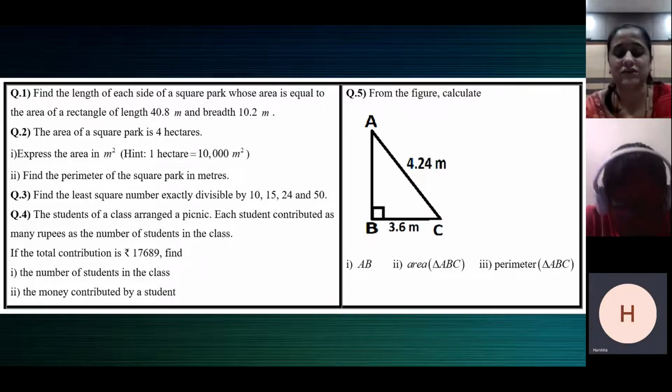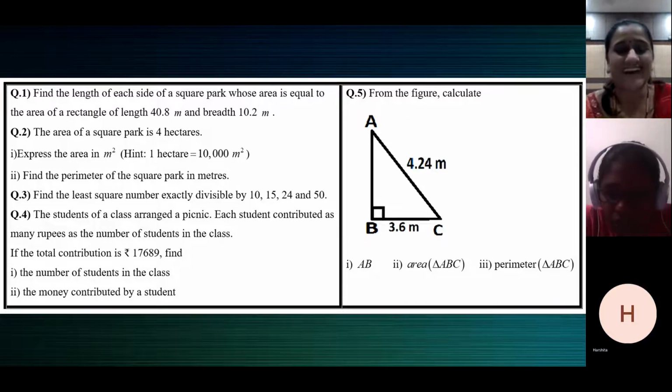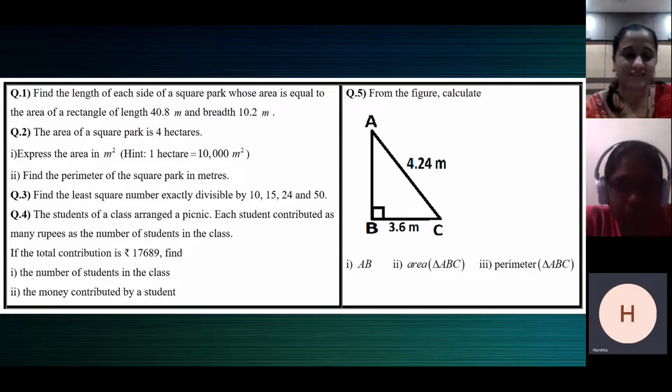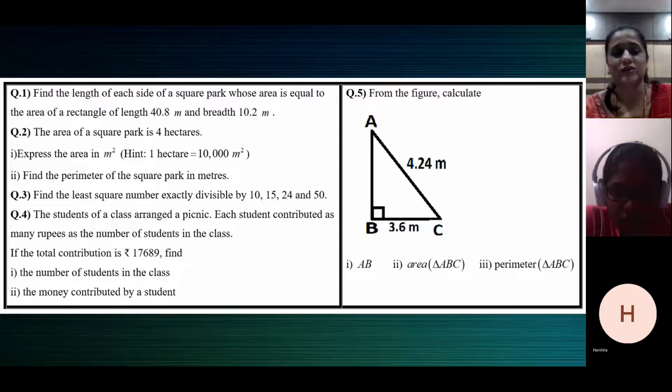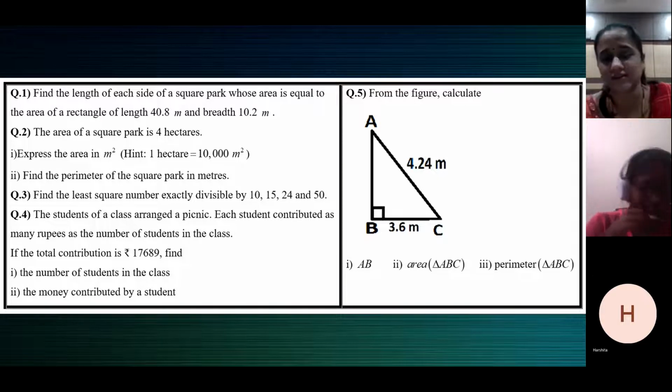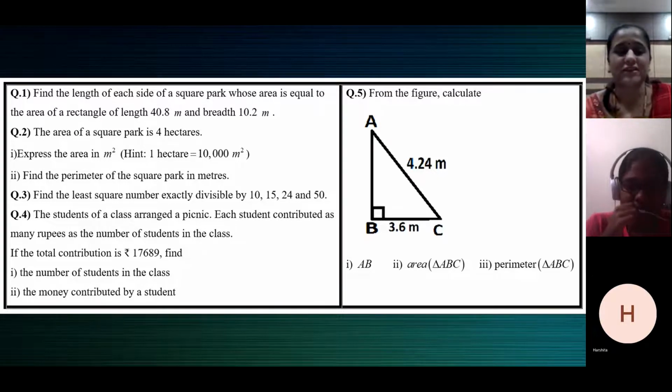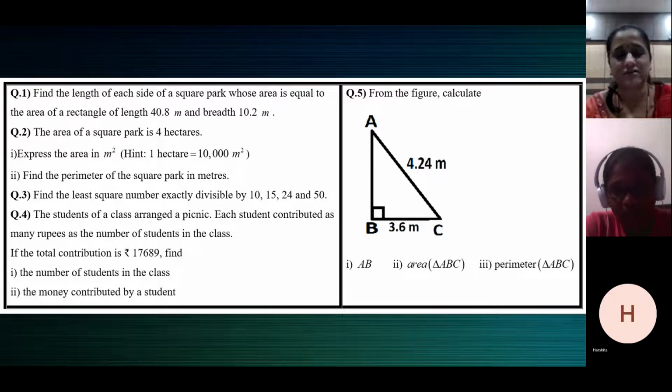Area of a rectangle is equal to? Ma'am, area of rectangle equals area of the square. Area of a rectangle is equal to L into B, correct? Yes, Nandana, area of a rectangle is equal to L into B. So you can find the area of the rectangle. And what is the area of the square? Whatever is the area of the rectangle is the area of the square.